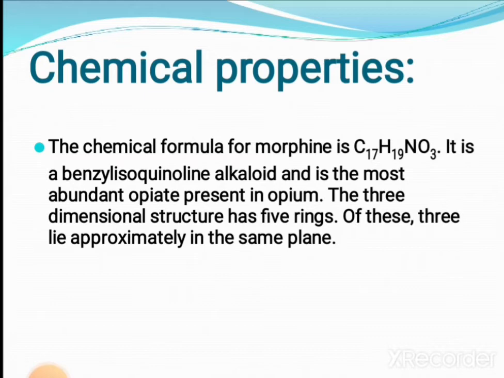We also discussed that morphine is a benzyl molecule and it is the most abundant opiate present in opium. The three-dimensional structure has 5 rings. Of these, 3 lie approximately in the same layer, and these three benzyl rings are present in the same plane.